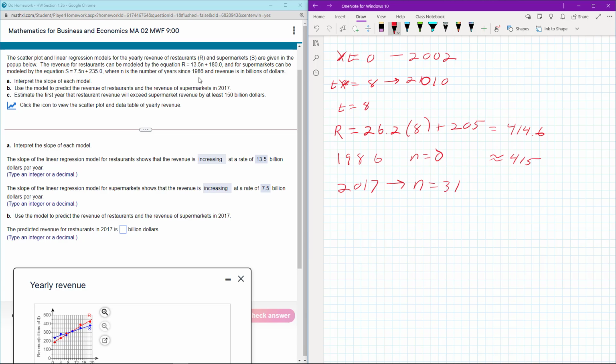Okay, so to figure out the predicted revenue for restaurants, we want to use our regression model for restaurants, but we want n to be 31. So we're going to have 13.5 times 31 plus 180. And that gives us 598.5 billion. Okay, and that is what we want to put in here.